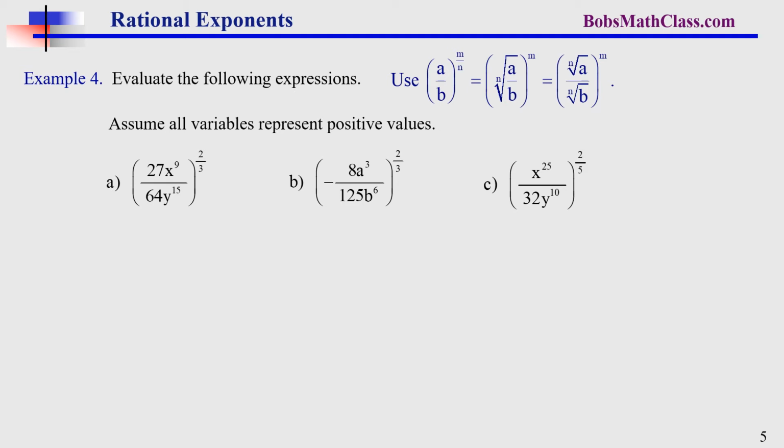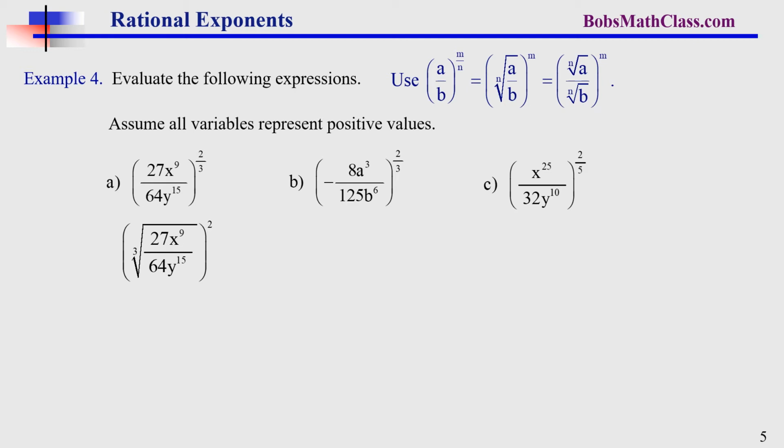Okay, same idea. These just have variables in the problem, so it's still the same process. The first one, the index is 3. 2 is written outside the parentheses. So now we're going to do the cube root of 27x to the 9th. So the cube root of 27, what times itself 3 times is 27? That would be 3. And then 3 goes into 9 3 times. So you should have a 3x to the third on the top.